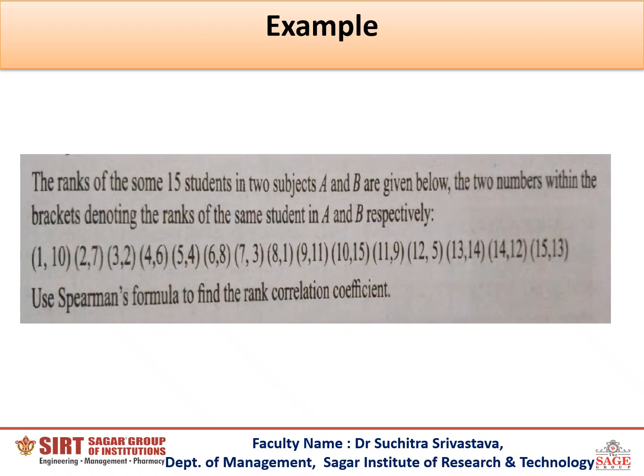I now suggest that students please note down this question and try to solve it. Here the ranks of 15 students in two subjects A and B are given, the two numbers within the brackets denoting the ranks of the same student in subjects A and B respectively. So what will we do over here? We will say that let ranks in subject A be denoted by R1, and let ranks in subject B be denoted by R2, and then we will tabulate these points. Let us see how we will do it.